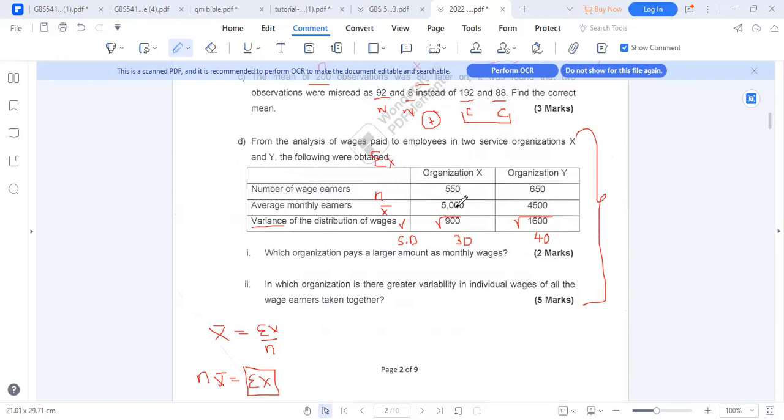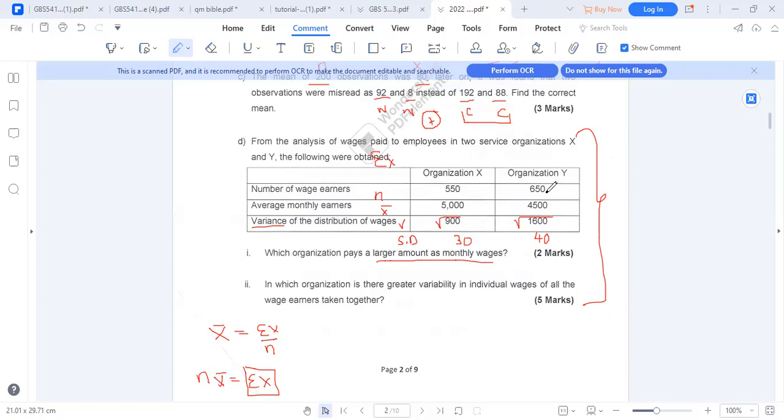550 times 5,000. What are we getting for company X? Because we want to know which organization pays a larger amount on a monthly basis. To find the total amount, we multiply the mean times the number of earners. Of the two, the one which gives you a bigger figure is the one which pays more.